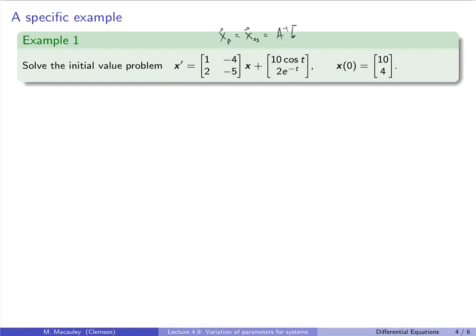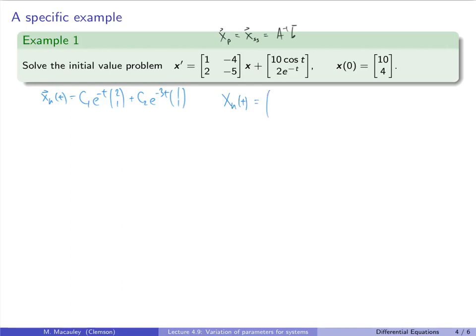Okay, so I am not going to actually solve the homogeneous part for you. I'll just tell you what it is, because at this point we should know how to do it. The homogeneous solution is c1 e to the negative t times 2, 1 plus c2 e to the negative 3t times 1, 1. In other words, the eigenvalues are negative 1 and negative 3, and the eigenvectors are 2, 1 and 1, 1.